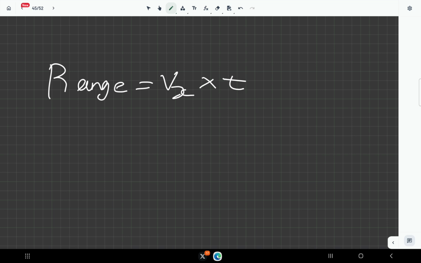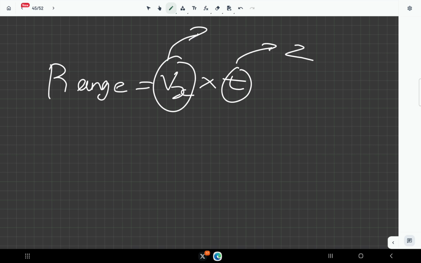So remember how we found out the range. Range is the horizontal velocity component, Vx, times the time. We know that the time is 2 seconds, and the horizontal velocity is 10 meters per second. So the total range will be 20 meters.